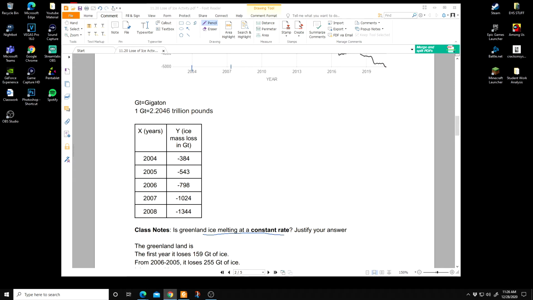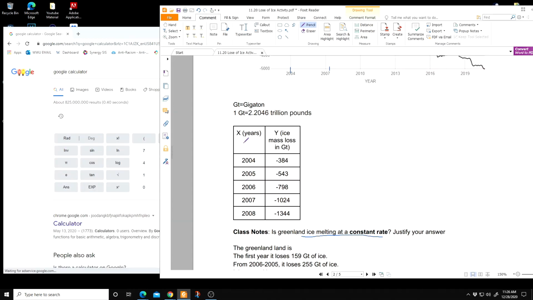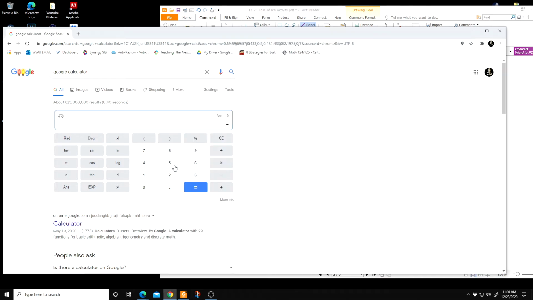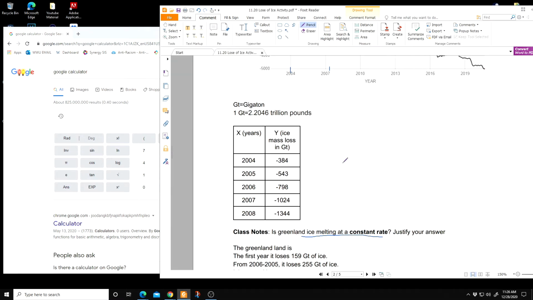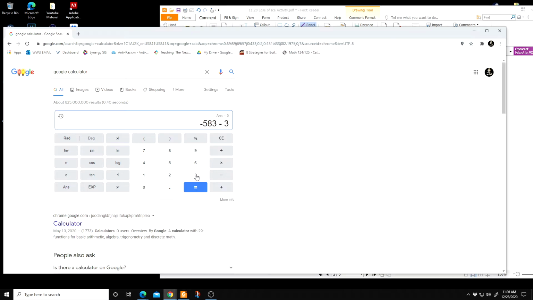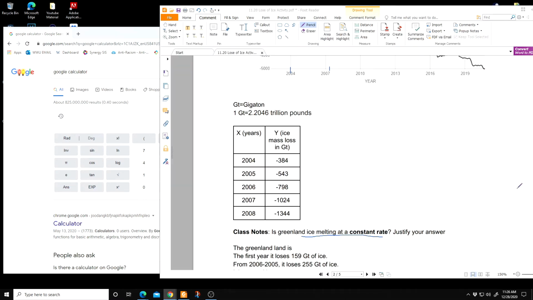So I'm going to go to Google Calculator real quick. And you can just subtract these. Now, because they're negative numbers, it can get kind of confusing, but we'll do our best. Negative 583 subtracted by negative 384. And it's not letting me, shucks. Okay. That might be a little too confusing since they're all negative, right? Because it's decreasing. That's how much we're losing.